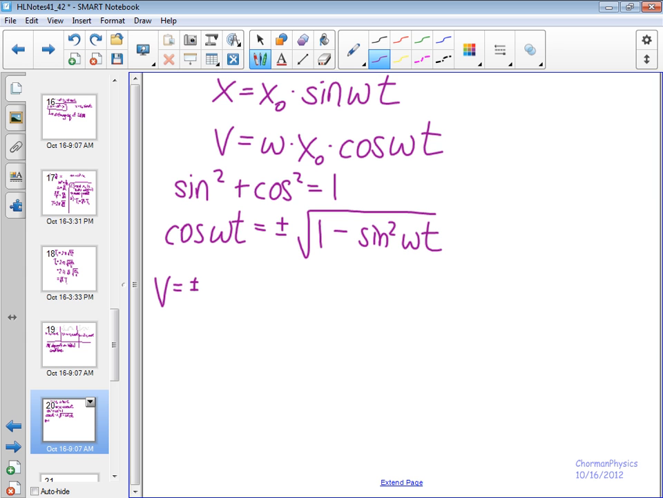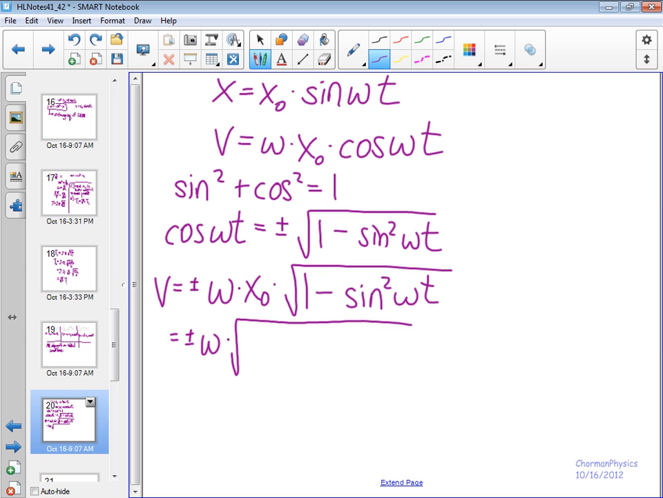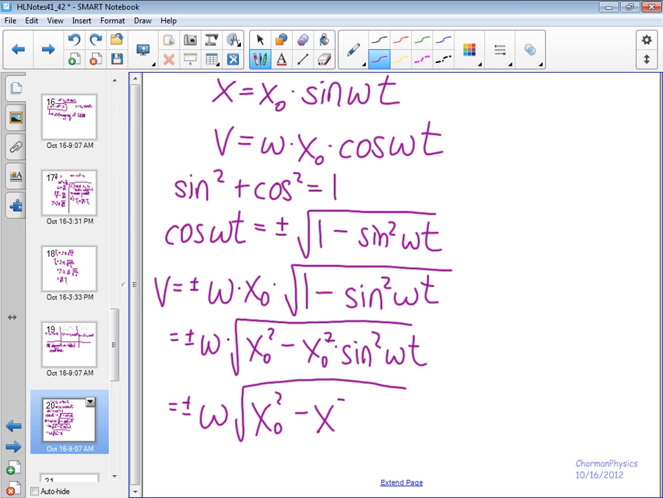And guess what? I'm going to substitute that in for my cosine term up above. So I get v is equal to plus or minus omega times x naught times the square root of 1 minus sine squared omega t. And I'm going to distribute the x naught in here. And when I do that, I end up with x naught squared minus x naught squared sine squared omega t. And this is just the same as the displacement function squared. So I end up with something like this.